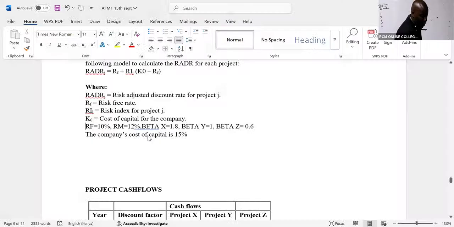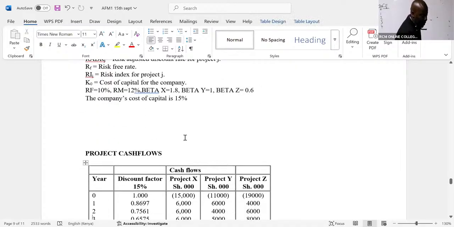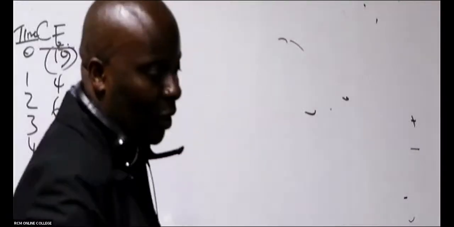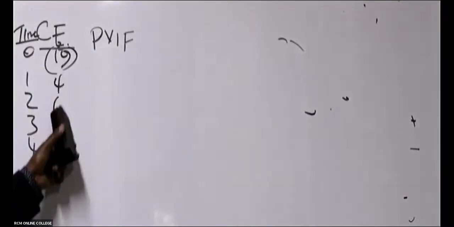Project Z, ladies and gentlemen, I can see it's 19 in millions. Yes, it's an outflow because today we are investing. Then we have 4, 6, 8, 12. You'll bear witness with me that these are irregular, they're fluctuating.